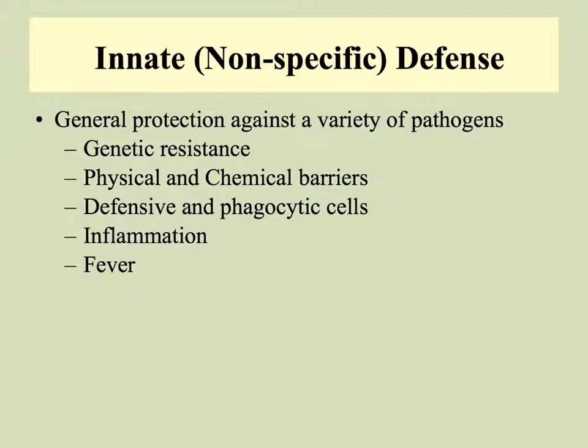There are two specific layers of defense. We have the innate or non-specific defense, and then we have the specific defense. So we're going to start with the non-specific defense first, which gives us general protection against a variety of pathogens. And there are 5 different ways that we have this sort of general barrier to being infected and suffering from the attack of some foreign substance.